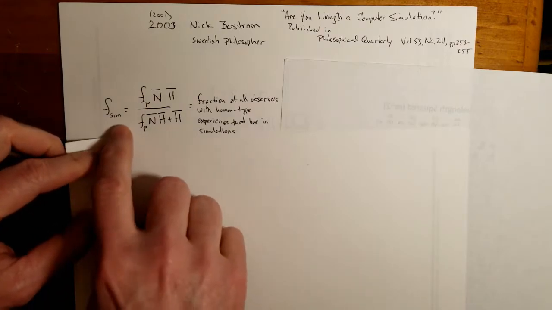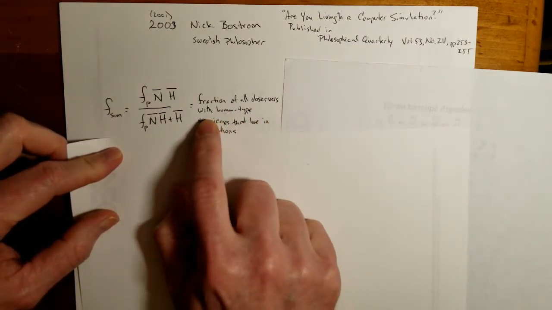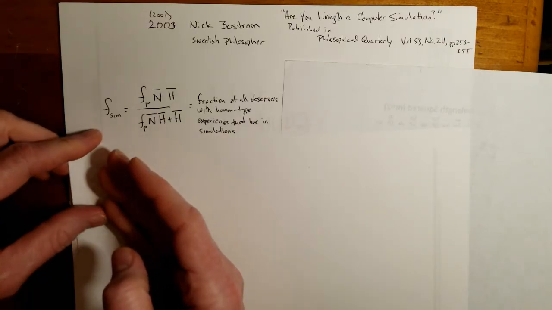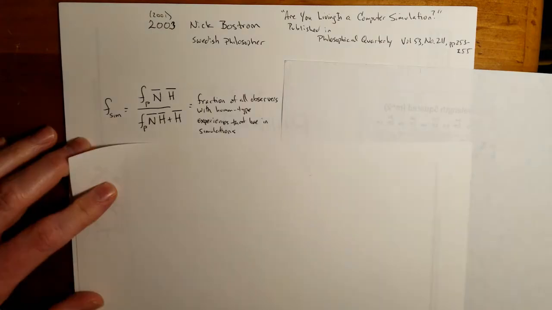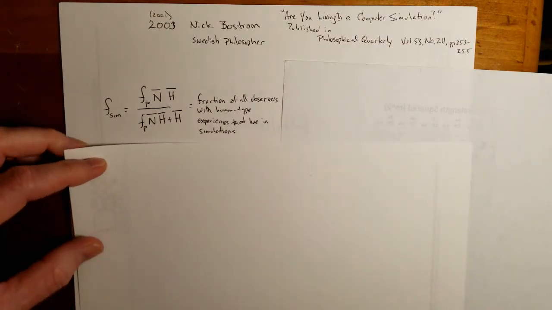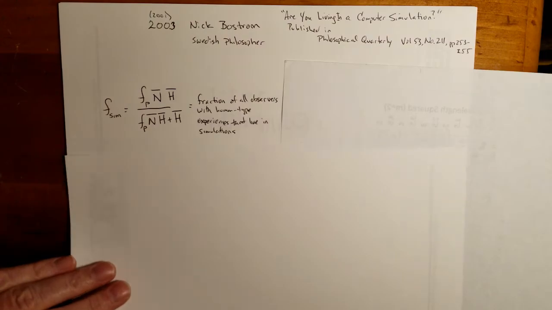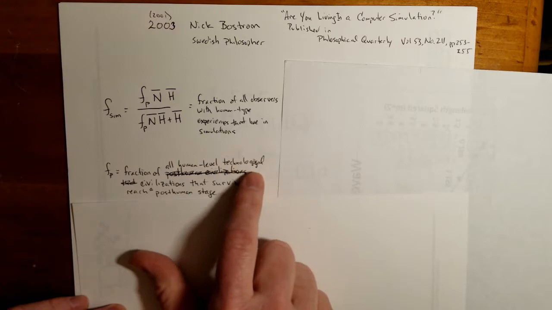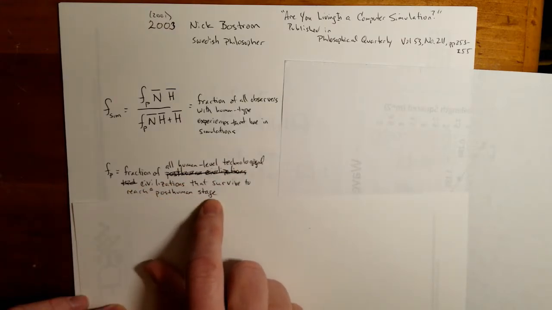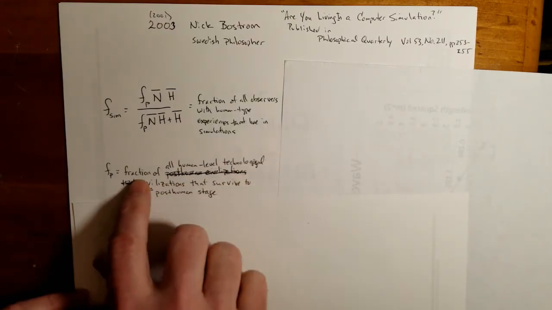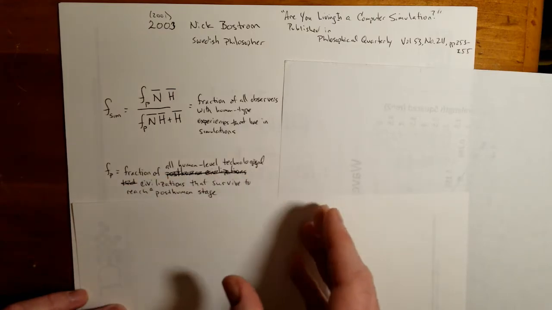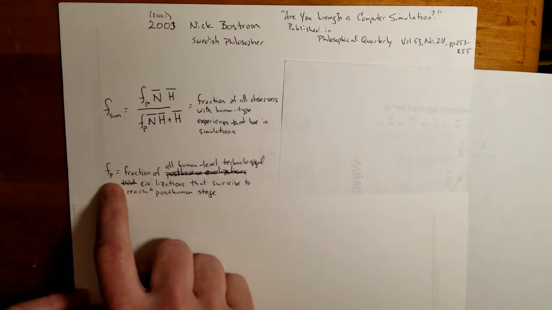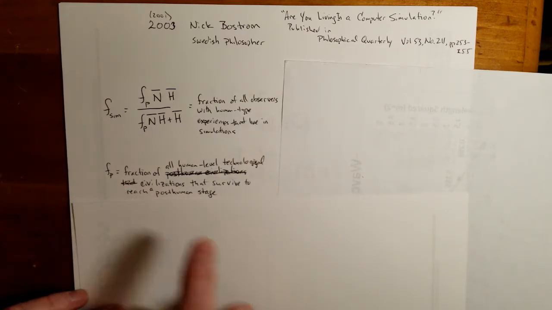So this is the fraction. Let's get into the definitions of these things. F sub sim is the fraction of all observers with human-type experiences that live in simulations. It's a fraction. If we multiply it by 100%, we would have a percentage. Its unit is 1, or it is unitless. F sub p, right here and here, is the fraction of all human-level technology civilizations that survive to reach a post-human stage. Since it's a fraction of one thing to have reached a particular point, it is unitless, or it has a unit of 1.